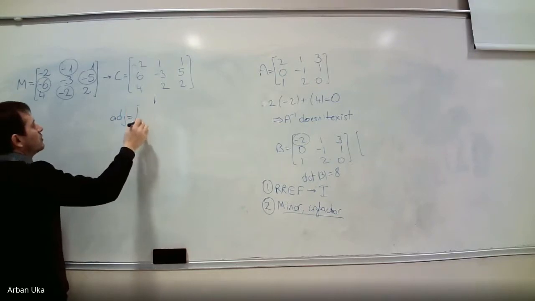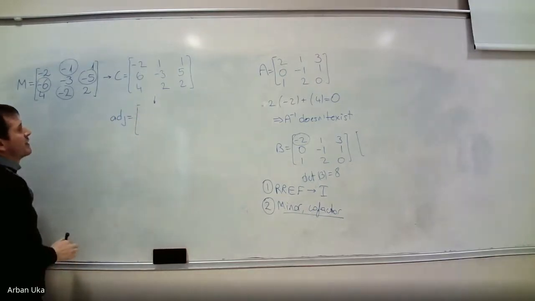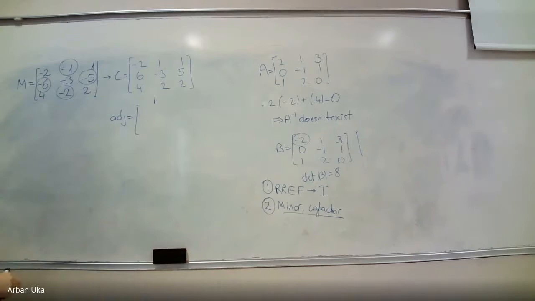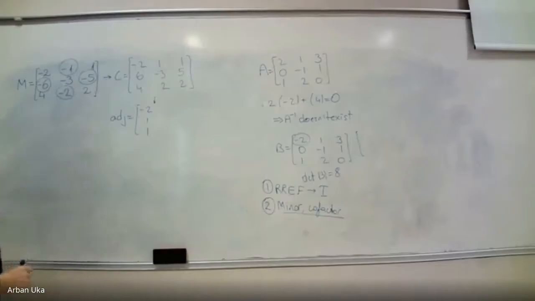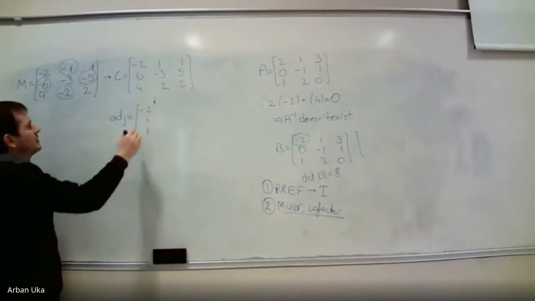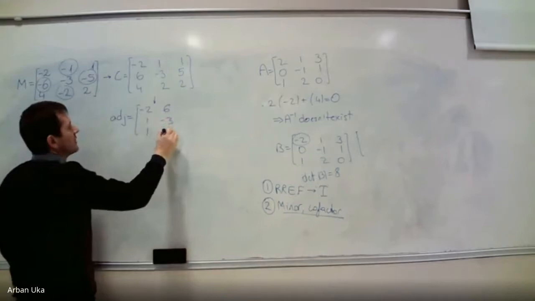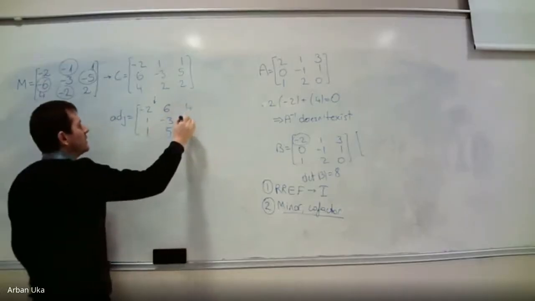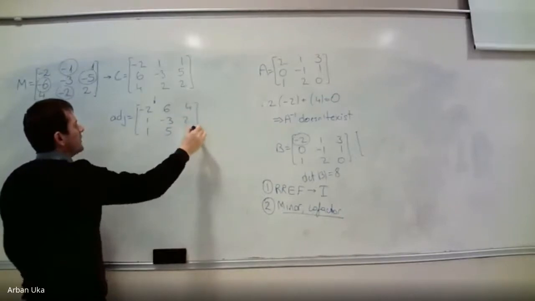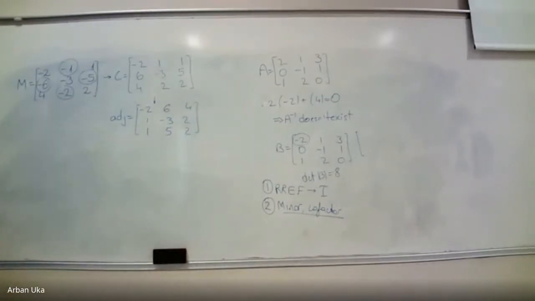This would be equal to, let's get the transpose. So let's get the first row. What is the first row? Minus 2. It turns into the first column. That's true. The second row, 6 minus 3, 5. It becomes the second column. The third column is 4, 2, 2. We get here 4, 2, 2. That's true.